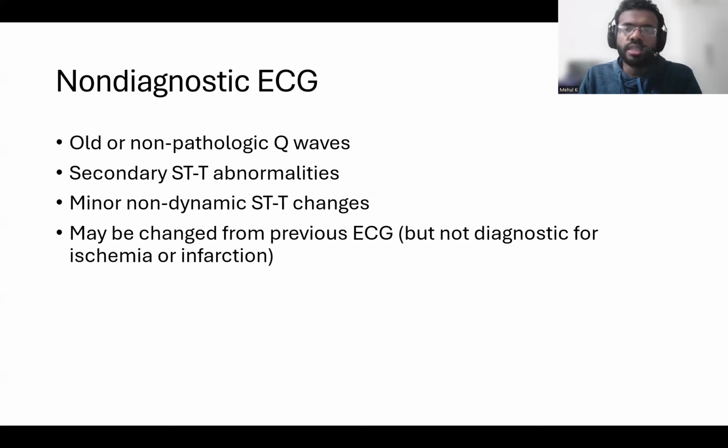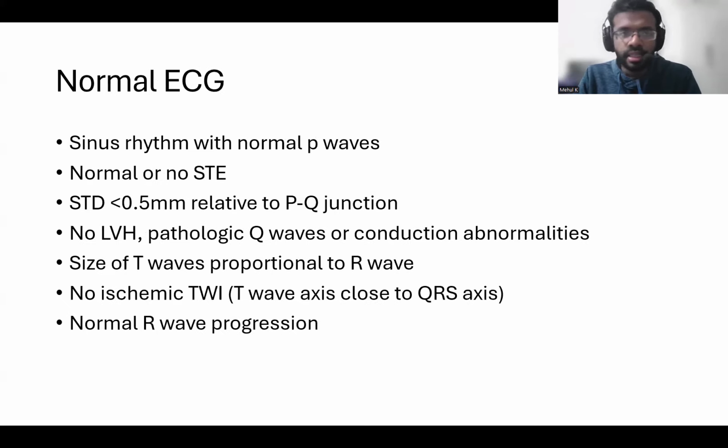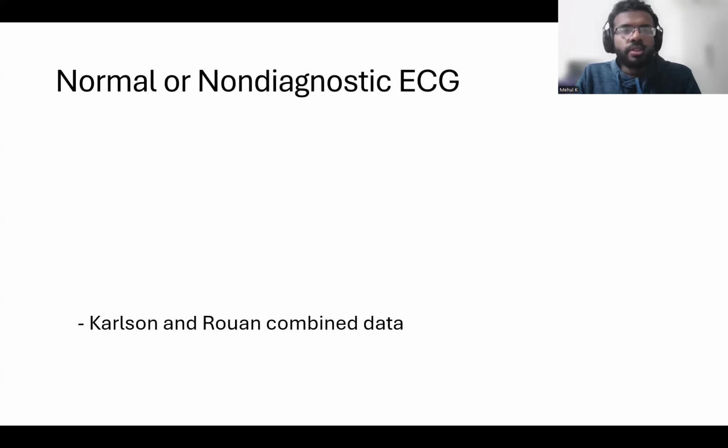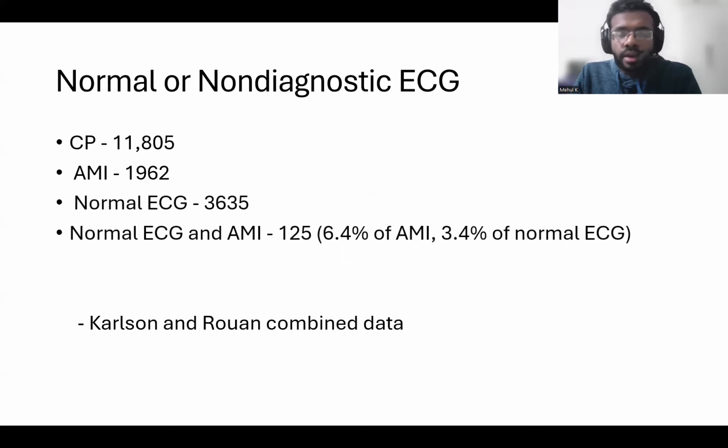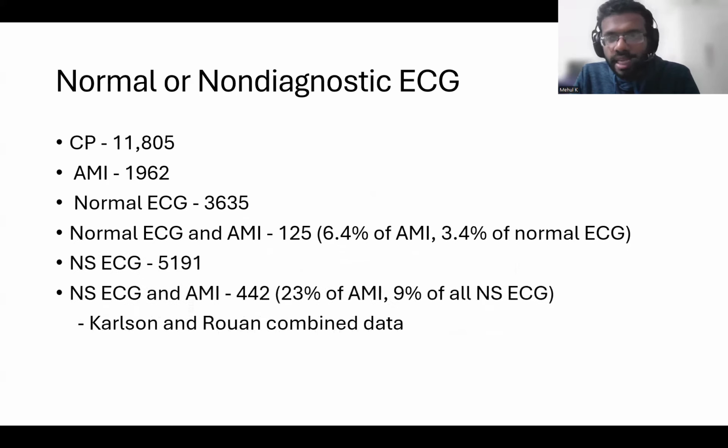So those ECGs fit into the umbrella term of non-diagnostic ECGs, and obviously then you have a normal ECG in which everything is completely normal. So if you look at the data for all the patients who have an acute coronary syndrome, this particular study looked at around 11,000 patients with chest pain and almost 2,000 patients with an MI. Around 6% of them had a normal ECG. So around 6% of patients had a normal ECG and an acute MI. And if you're considering non-specific ECG changes and acute MI, that happened in 23% of the cases.